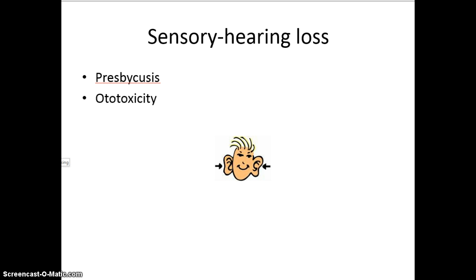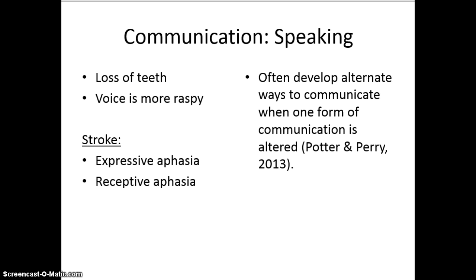Hearing loss is most closely correlated with sensory neural disruption. When we look at communication with speaking, we think of loss of teeth. Many times their voice is more raspy. With stroke, I would study up on expressive and receptive aphasia. Expressive is the inability to make your needs or your thoughts known, and receptive is they don't understand the communication from other people. Oftentimes they will develop alternate ways to communicate with others when one form of communication is altered.